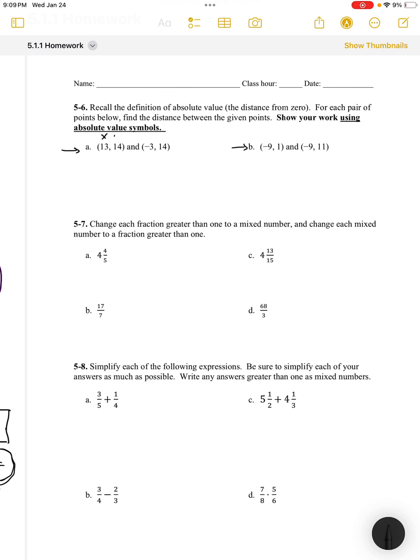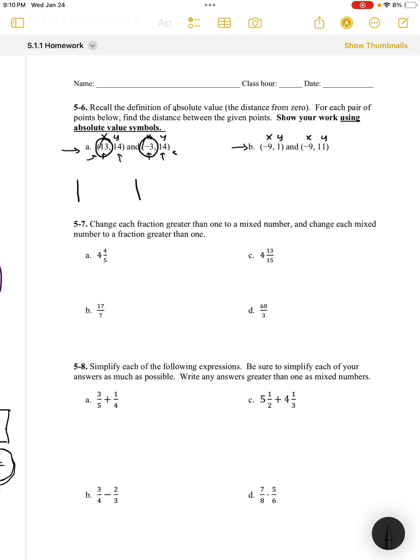I know that there's an X and a Y in both. So looking at part A, I have 13, 14 and -3, 14. I'm going to look at my X's and my Y's and figure out which ones are different. In this case, my Y's are both 14, but my X's are different, and so I'm going to circle them. The reason I circle them is those are the numbers that I'm going to be working with.